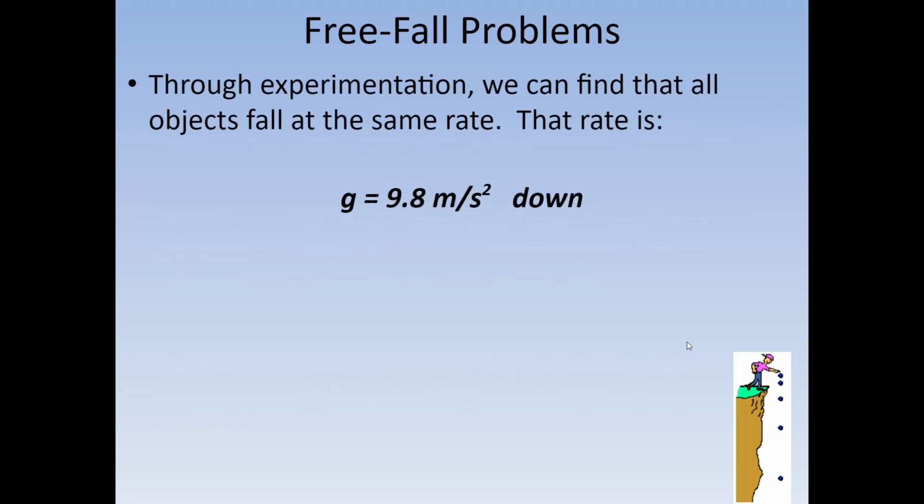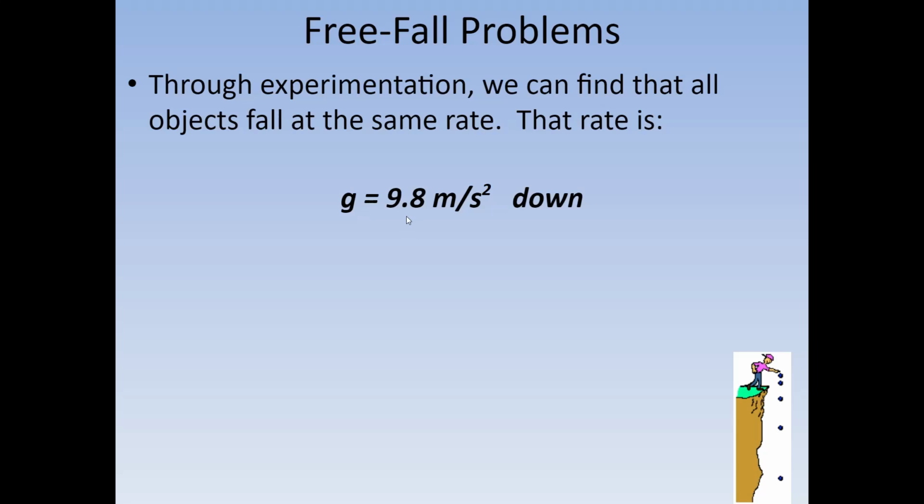Now, we found out what the rate of acceleration is for objects that are in the air. It is 9.8 meters per second squared down. This number is on the reference table, but honestly, we use this number so often that you're not going to have to memorize it. You'll just know it. You will never have to look at it on the reference table.